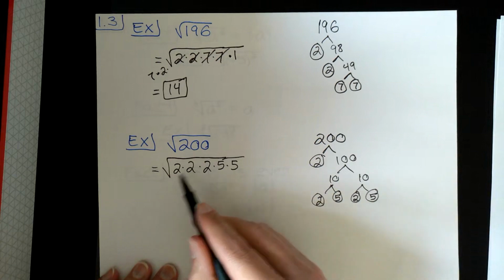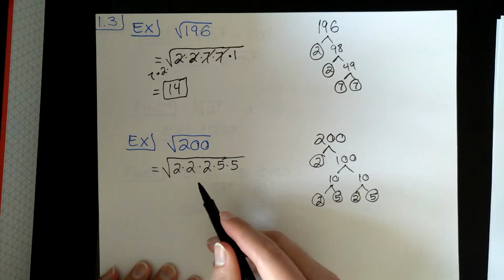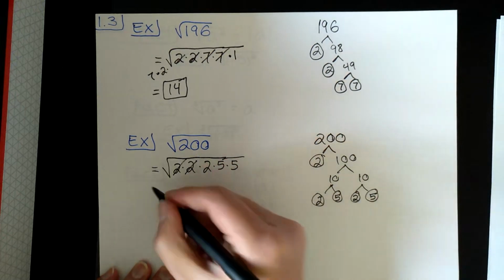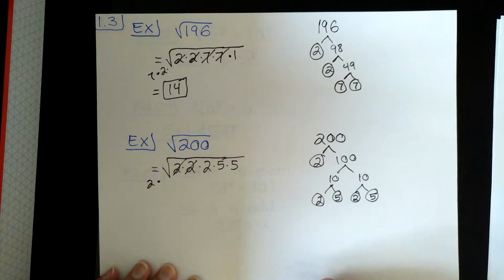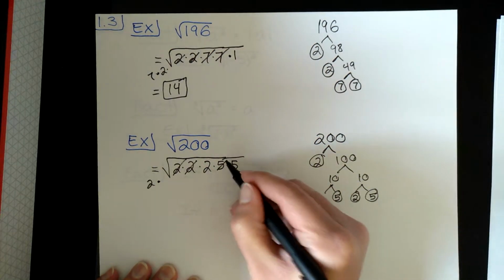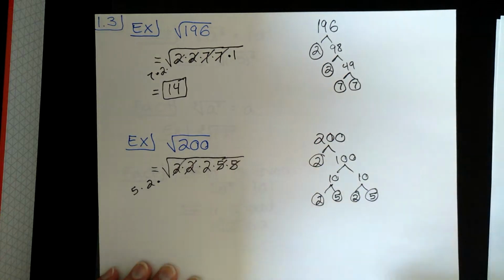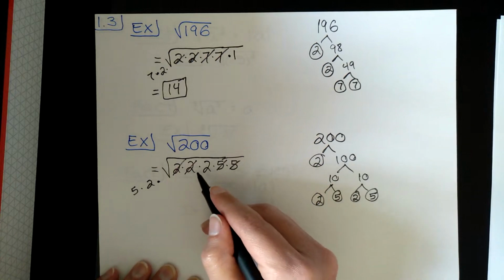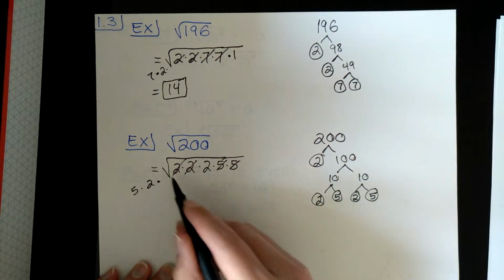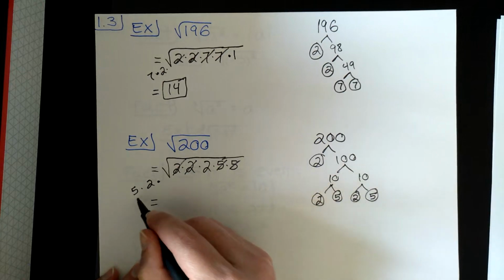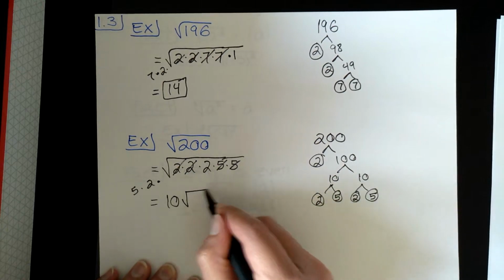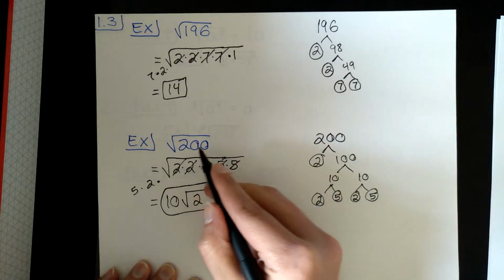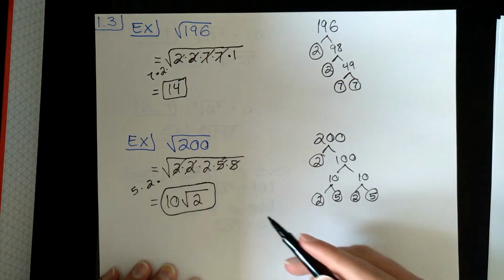And now from here, for every pair of the same number, we can cancel them on the inside and multiply 1 to the outside. So 2 times 2 will give us a 2 on the outside. 5 times 5, we can multiply a 5 to the outside. And now this 2 that's by itself in here, there's nothing to cancel it out with, so it has to stay. The square root will stay, leaving us with 5 times 2 is 10 times the square root of 2. So the square root of 200 is the same thing as 10 times the square root of 2.